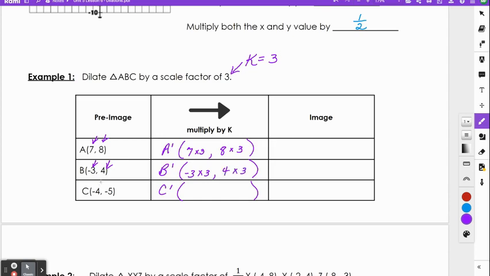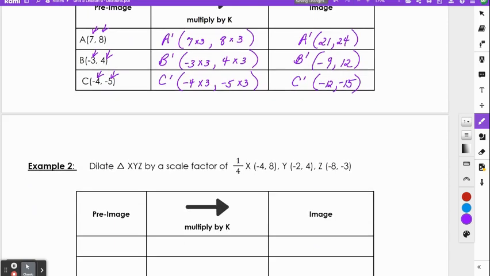And lastly, for C prime, we're going to do negative 4 times 3 and negative 5 times 3. And we can write out our simplified versions then of our coordinates by doing that multiplication. We get 21, 24 for A prime. B prime, we're going to get negative 9, 12. And C prime, we're going to get negative 12, negative 15.